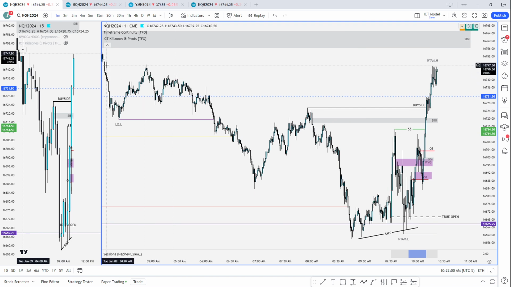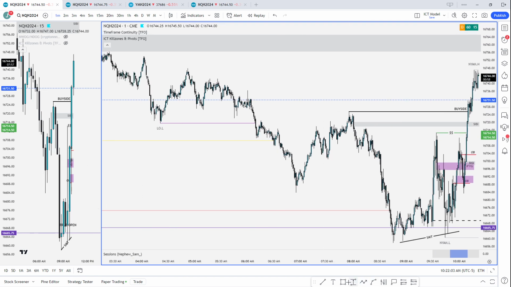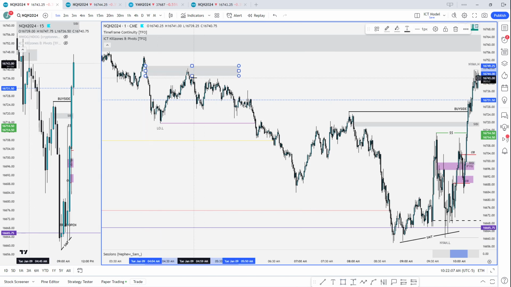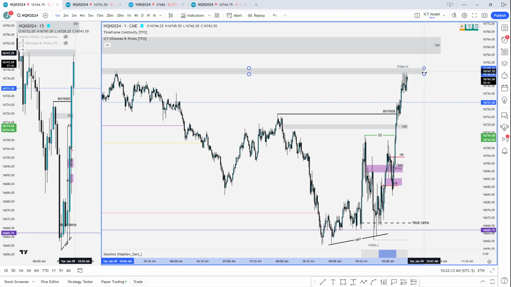Tiny gap up here, we're filling this gap as well. I'm gonna try and extend this out. Right there.